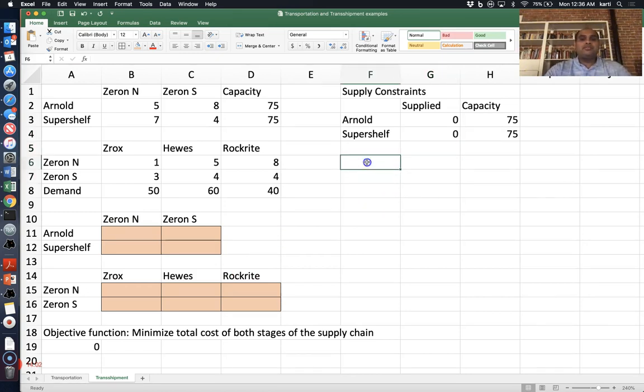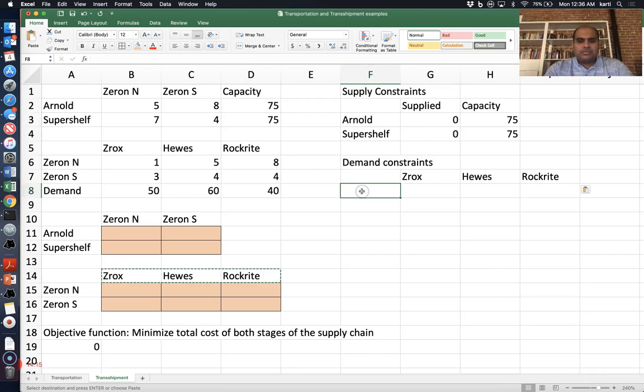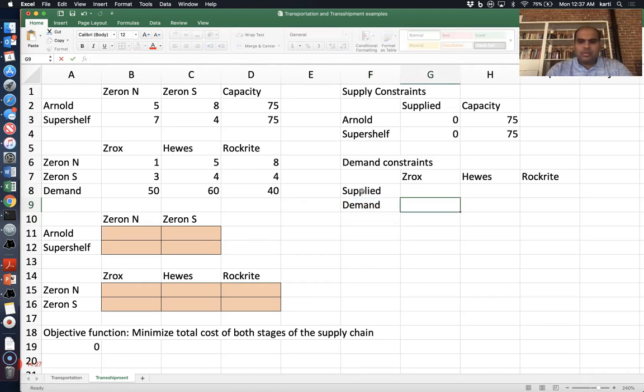Then we have the demand constraints. Just like last time, I'm going to write demand constraints as columns. So this will be supplied and demand. We know what the demand values are at Xerox, Hughes and Rockwright, right? So it's 50, 60 and 40. So you know exactly what the demand values are.